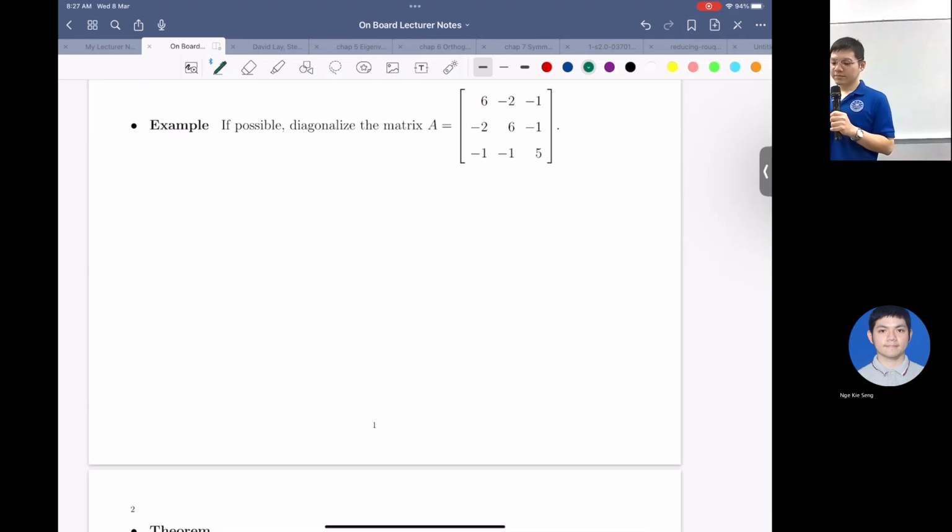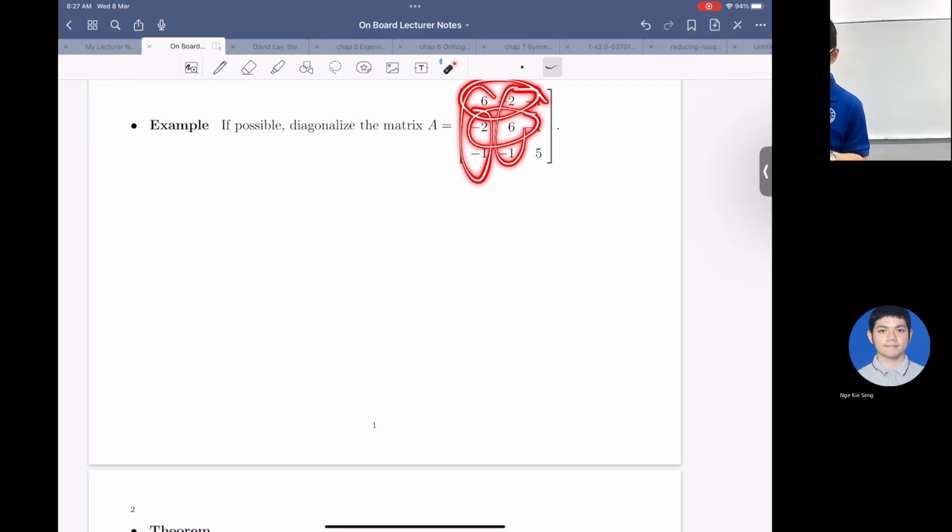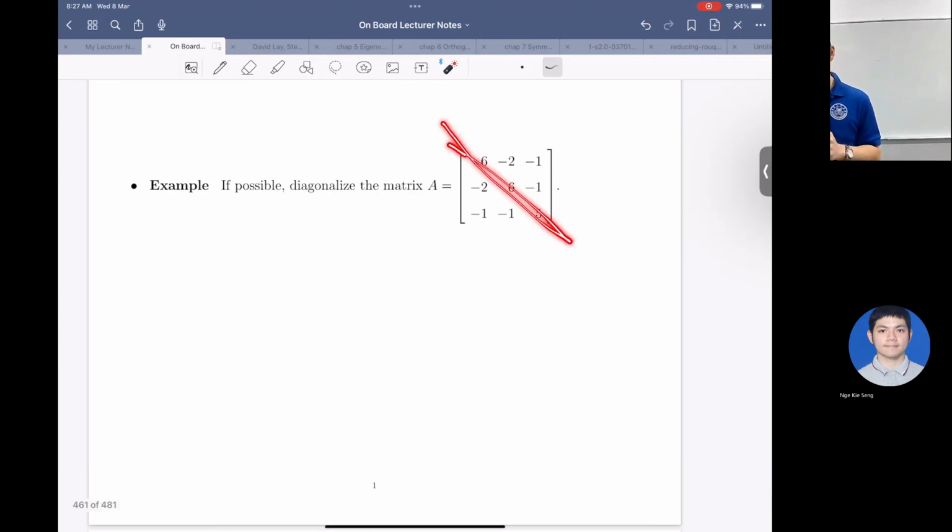So the matrix now, can you recognize that this is a symmetric matrix? When you transpose, it is still the same matrix. Can everyone see it? If you do the transpose, row becomes column, and it's still the same. Or the other way to see it is along this diagonal, it is symmetric. That's the way to see it.